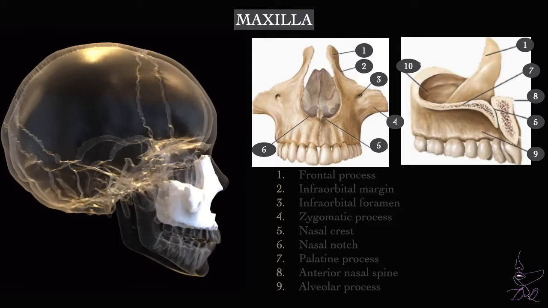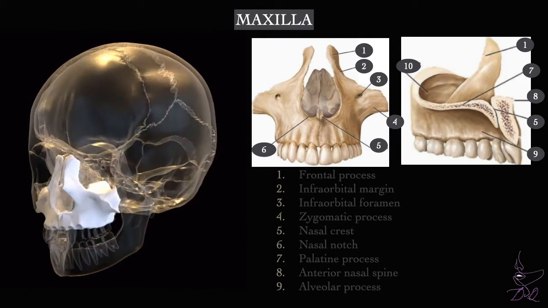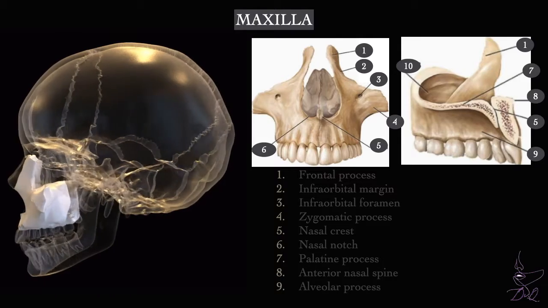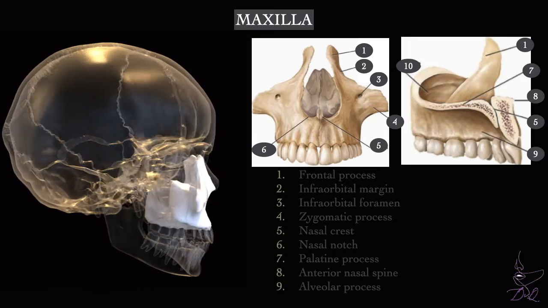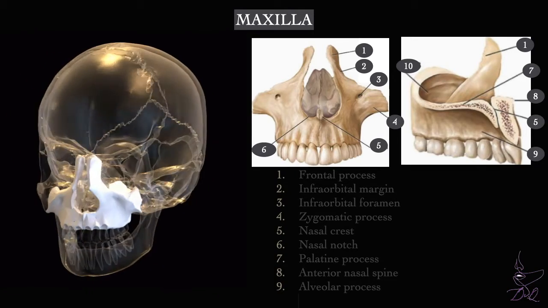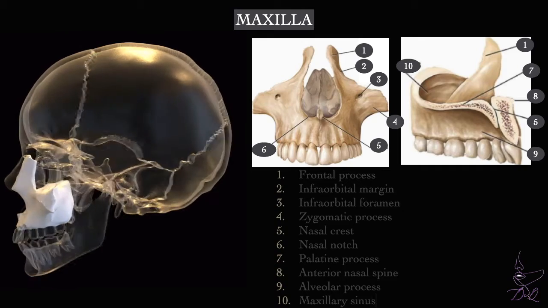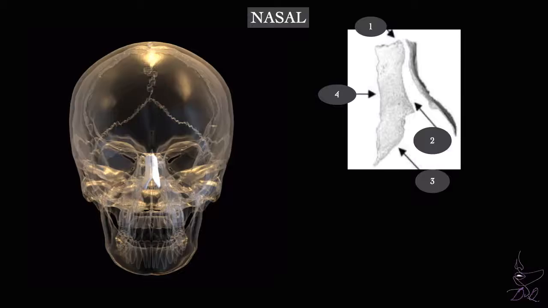Then we can see the alveolar process, which is an inferior extension of the maxilla. Being a porous structure, it forms a maxillary dental arch containing 8 cavities where the upper teeth are held. Then you can see the maxillary sinus, which is the largest of all the paranasal sinuses.